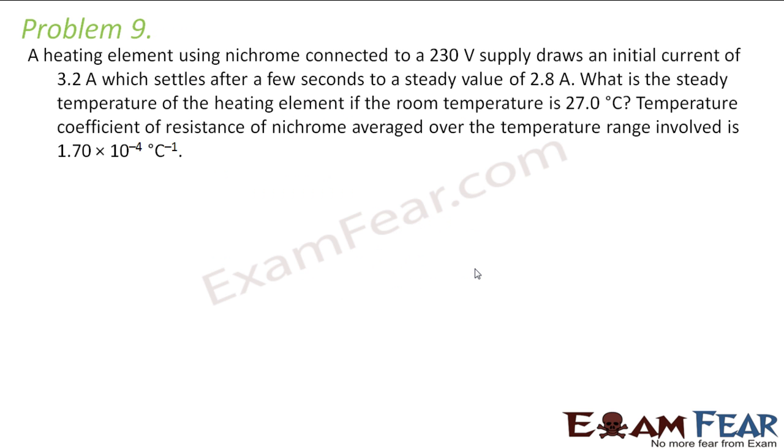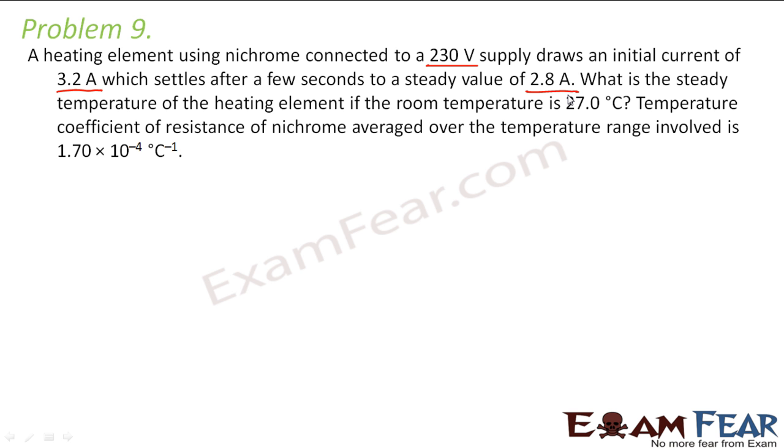Let us look at the last problem of this section. It says a heating element using nichrome connected to a 230 volt battery draws an initial current of 3.2 amperes, which settles after a few seconds to a steady value of 2.8 amperes. That means when it is connected to this supply, initially a current of 3.2 is drawn. After some time, the value gets steady and it reaches a value of 2.8 amperes.